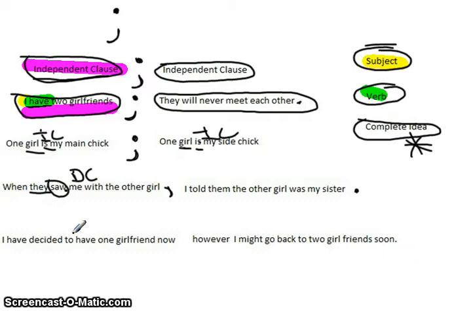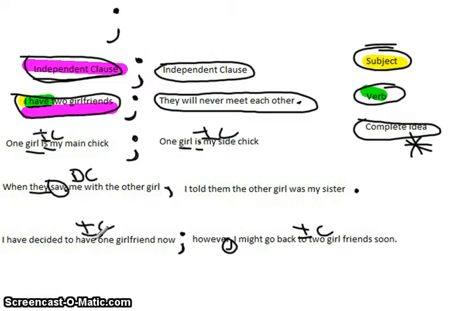Let's first look at our independent clauses. I have decided to have one girlfriend now. That's an independent clause. I like that. Skip that, however, for right now. I might go back to two girlfriends soon. That's another independent clause. So if I have those two independent clauses, I can put a semicolon in between. And oftentimes when we have this semicolon, we pair it with the word however. The word however is a subordinating conjunction, so it needs to have another comma after it. You can remember that the word however always has two commas around it if it's in the middle of a sentence.